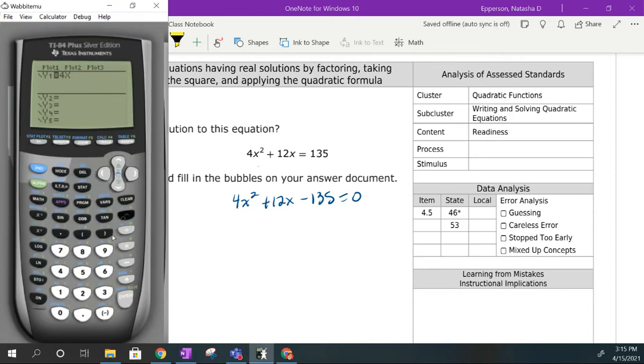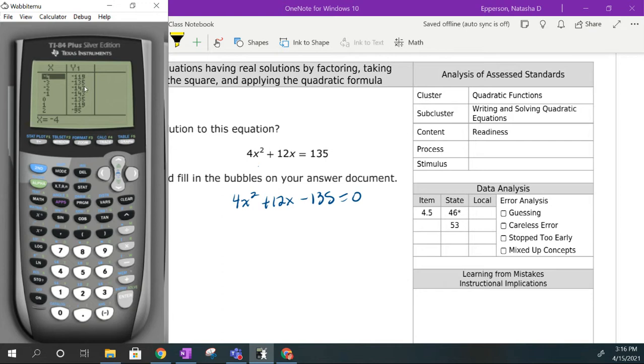So this is going to give me 4x squared plus 12x minus 135. And I'm going to graph it. Okay, so I have a 0 that's in the negative region and a 0 that's in the positive region. Let's see if I zoom out. Sorry, zoom to fit. Okay, yes. So if I see this, my vertex is in the negative region. So now I'm going to go to second graph, and I'm going to see if I can identify my vertex.